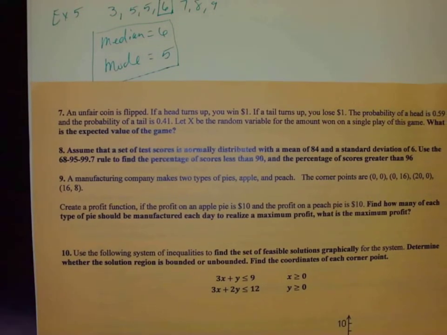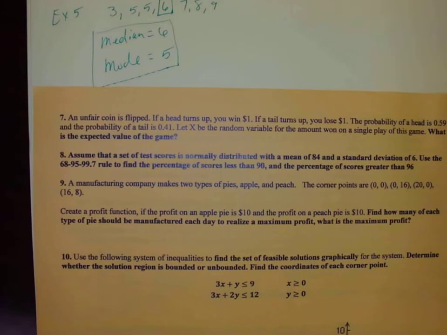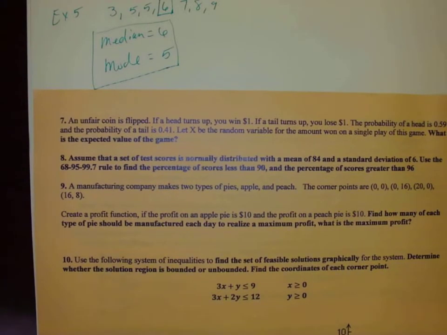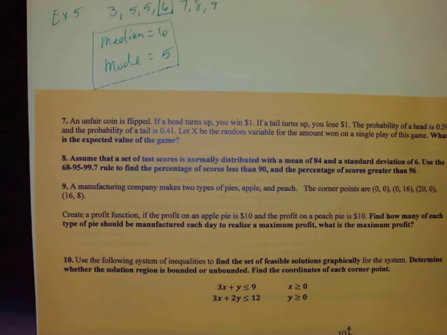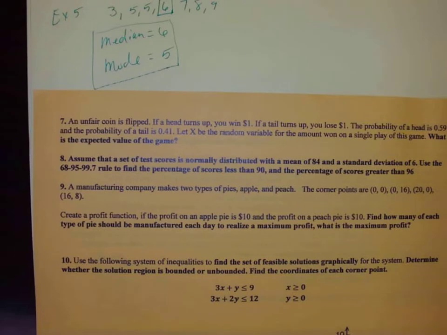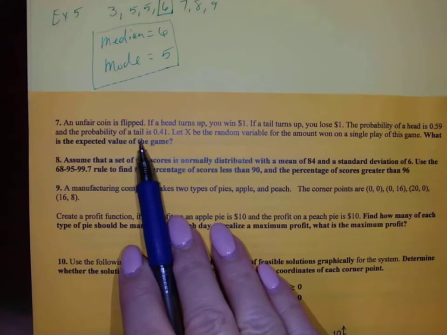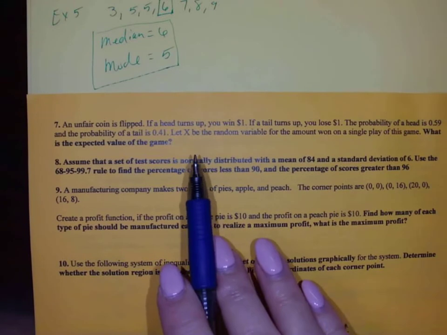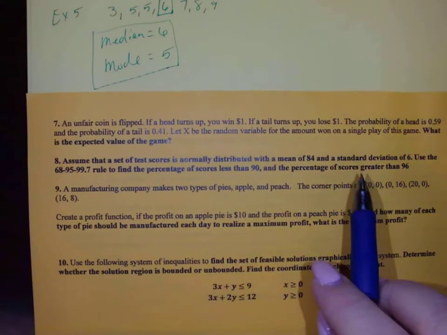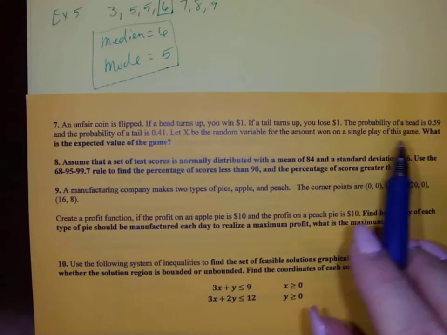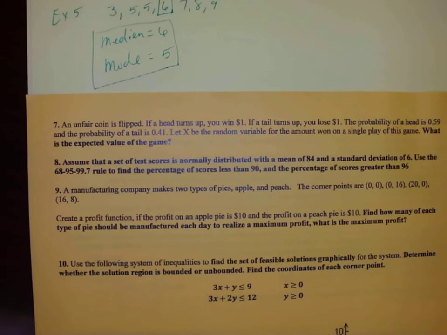So number 7, an unfair coin is flipped. If a head turns up, you win $1. If a tail turns up, you lose $1. The probability of a head is 0.59, and the probability of a tail is 0.41. Let x be the random variable for the amount won on a single play of the game. What is the expected value of this game?